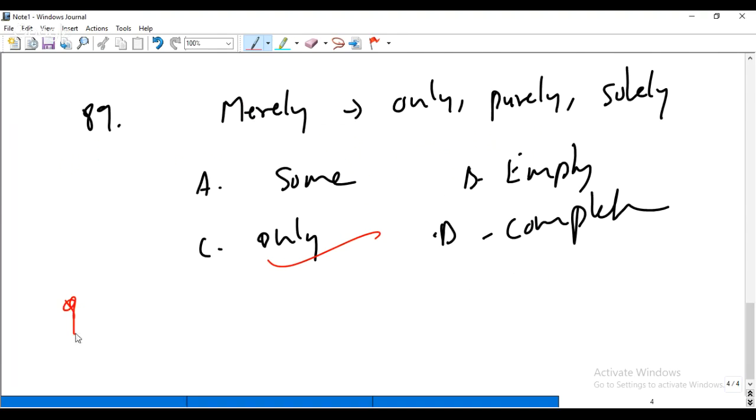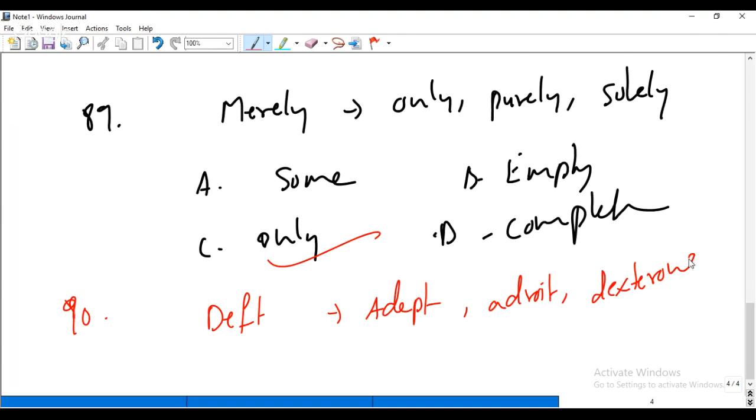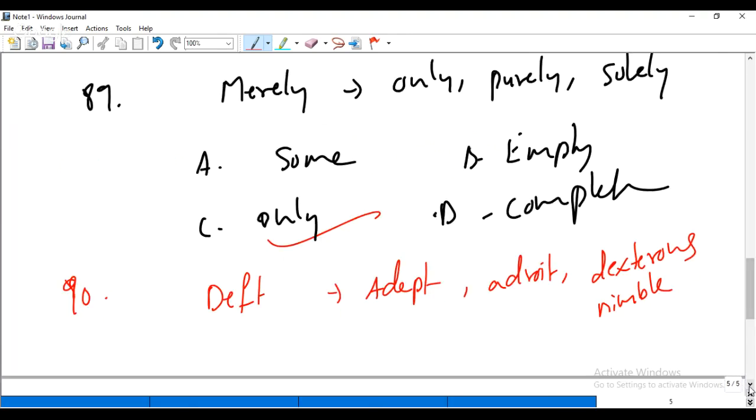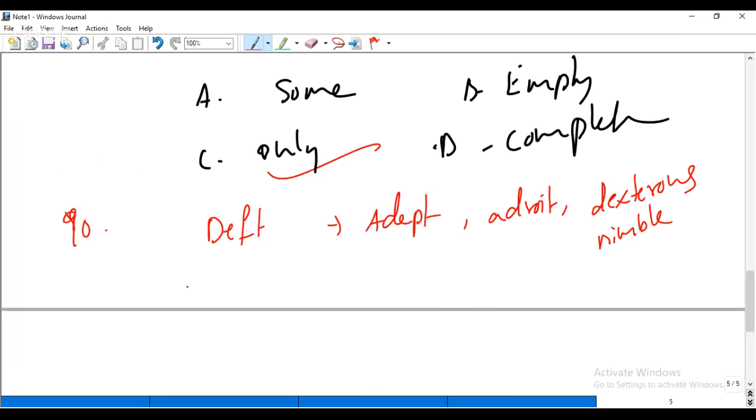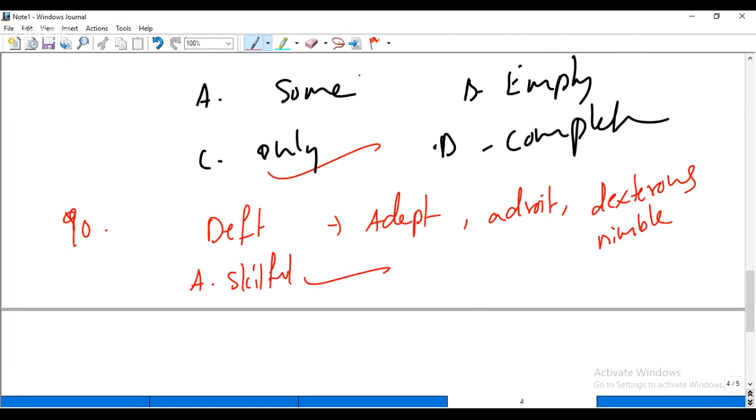Now question number 90. Deft. So what's the meaning of deft? It means adept. Adept means skilled, adroit, dexterous, or we can take nimble. It's active. Let's see the options. A is skillful. Yes, this is the correct option.